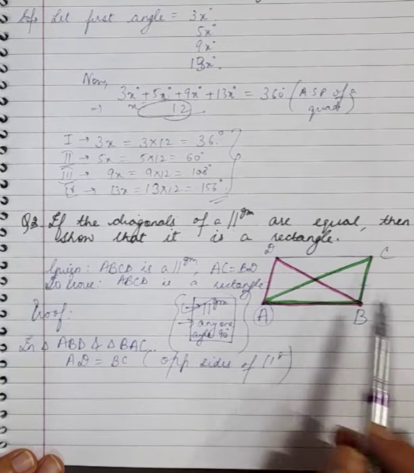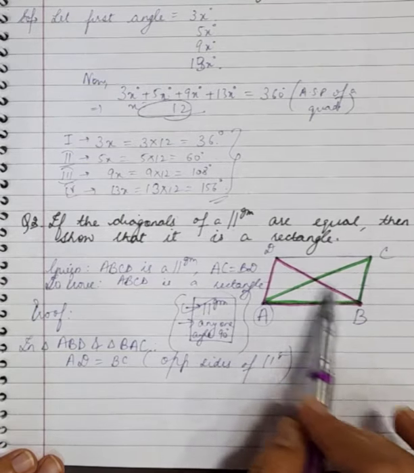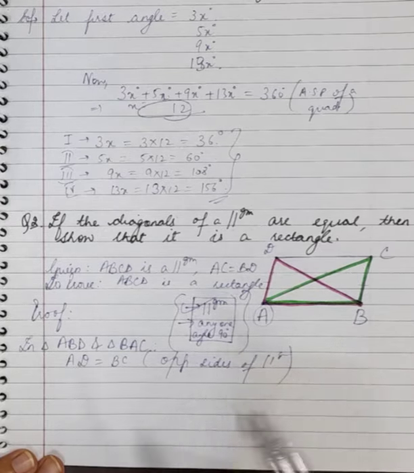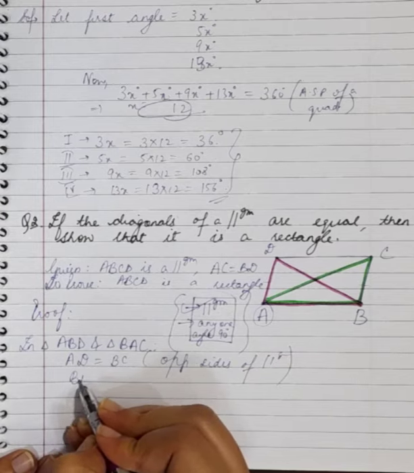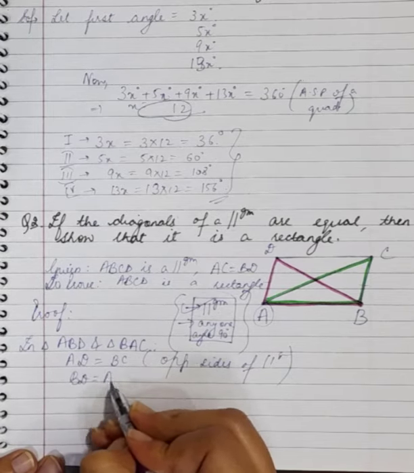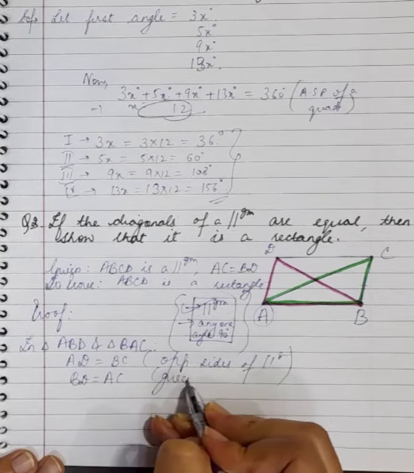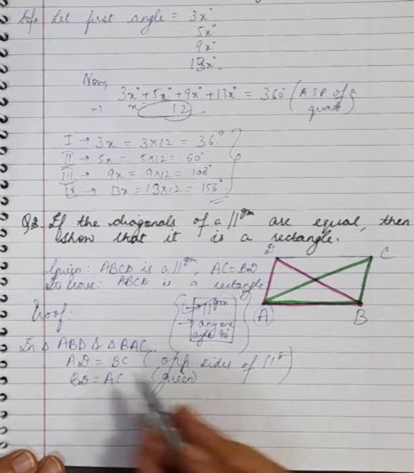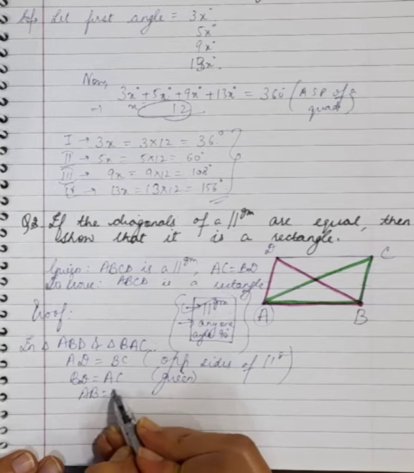Second reason is this BD of pink triangle is equal to AC of green triangle. It's already given, the diagonals are equal. So BD is equal to AC, it's given. And the third condition we can say this is common. So AB is equal to BA.